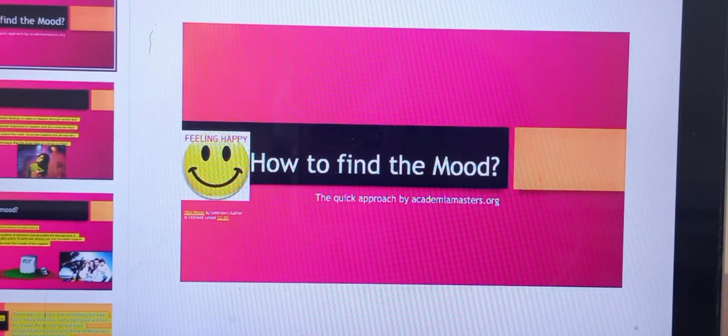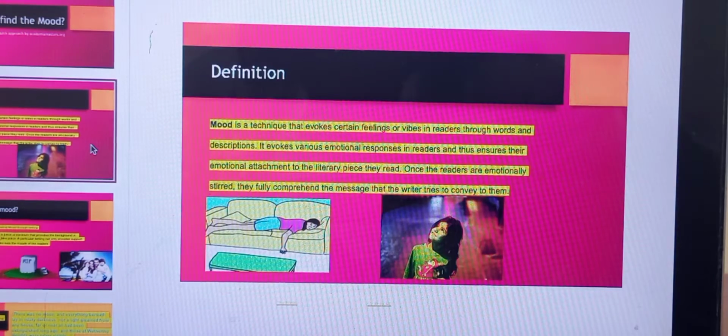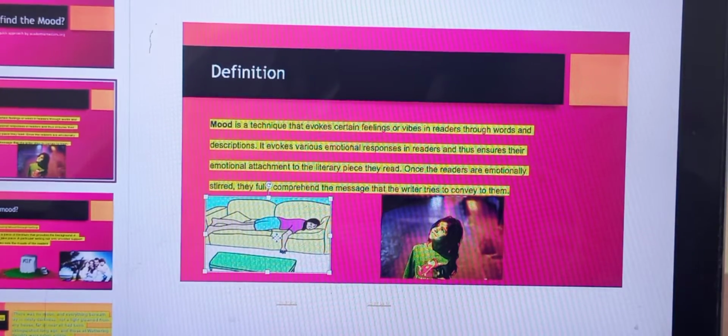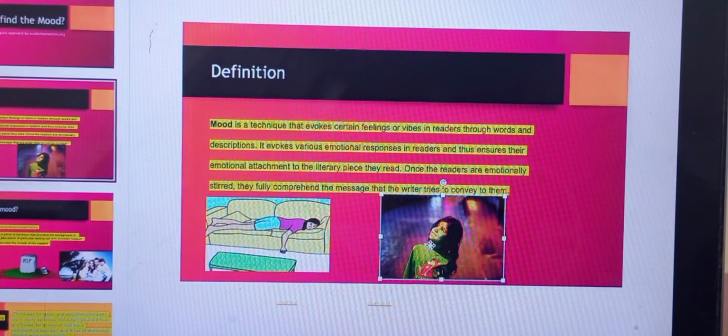Today, students, let us look at how to find the mood. First off, let us say that the mood invokes various emotional responses in readers. And that emotional response that the piece of literature or the story or the passage created creates an emotional attachment to the piece. So if you notice right here, some pieces of literature make us feel depressed, while some pieces of literature make us feel hope.